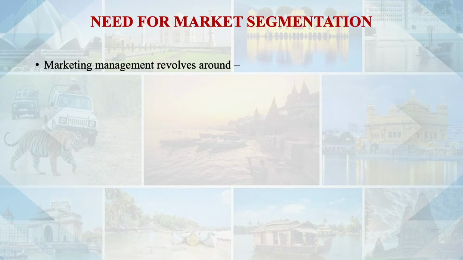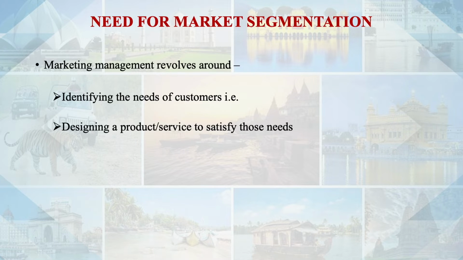Before we move further, let us have a relook at marketing management. Marketing management revolves around identifying the needs of customers, then designing a product or service to satisfy those needs, then promoting, selling and delivering the product or service to the target market. So there are three important elements. We have discussed all these in detail in our previous lecture. First we identify the needs of the customers, then we design a product or service to satisfy those needs, and then we promote, sell and deliver that product or service.